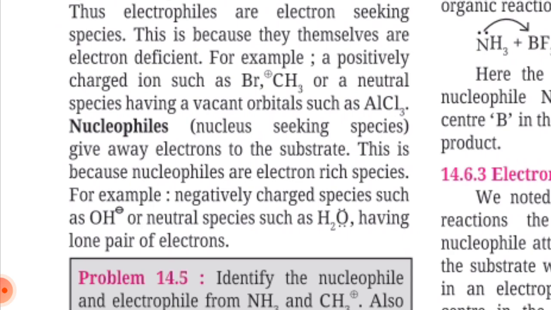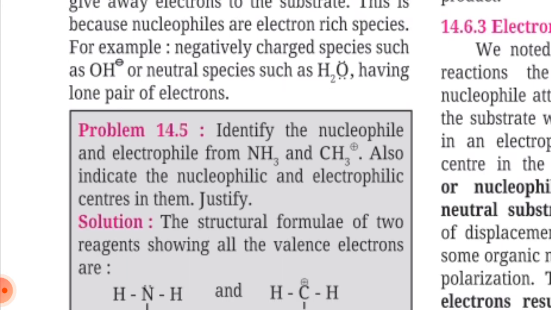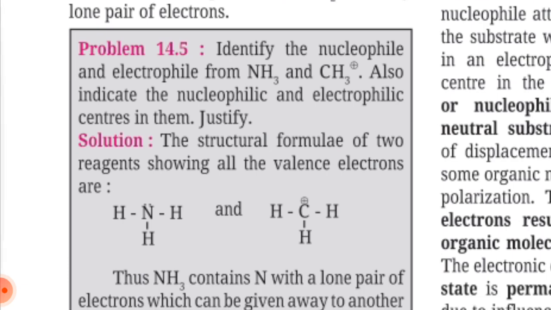This is because they themselves are electron deficient. For example, a positively charged ion such as bromine plus or CH3 plus, or a neutral species having a vacant orbital such as aluminium trichloride. Nucleophiles, nucleus-seeking species, give away electron to the substrate. This is because nucleophiles are electron-rich species. For example, negatively charged species such as OH- or neutral species such as H2O have a lone pair of electrons.